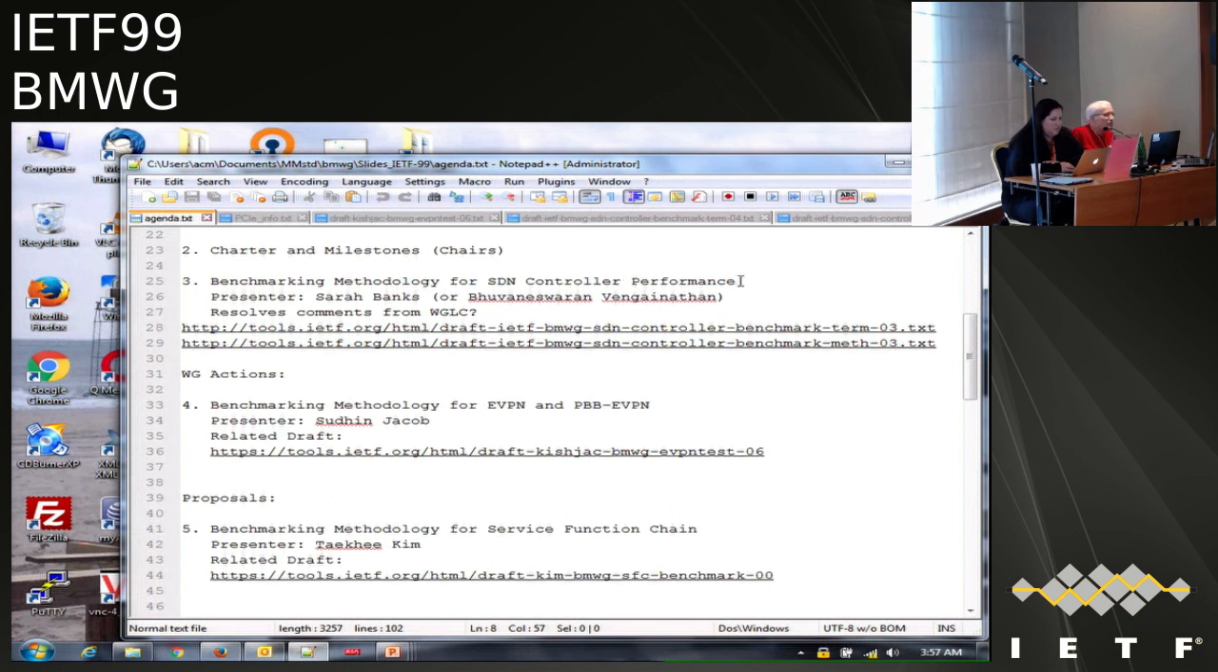So I think our first item on the agenda is to talk about our last working group item, a set of two drafts that constitute benchmarking methodology for SDN controller performance. And we've been working on this for a while. Sarah is one of the co-authors on this work, and so I'll turn it over to you, Sarah, to give us the status, please.